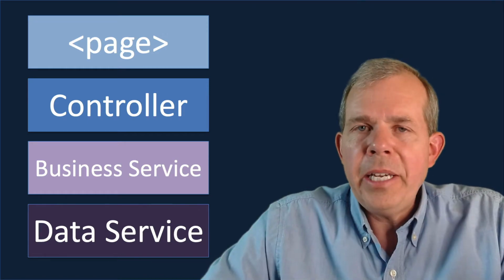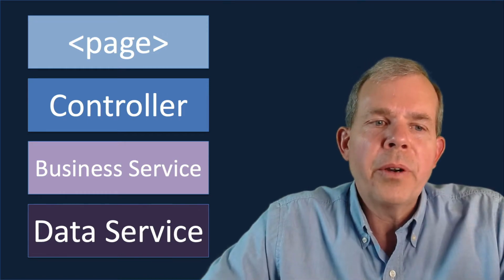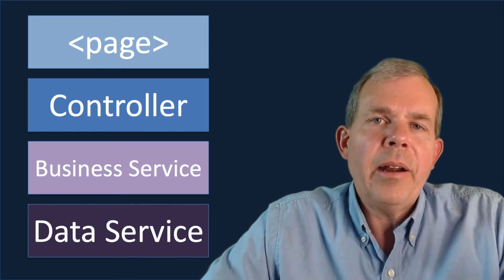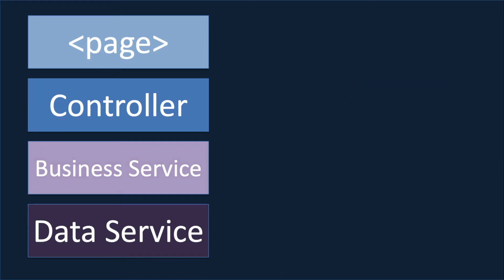So we're eventually going to get to data services, but in this video we're going to hardwire some things in our business service. The control flow usually goes like this. The controller asks the business service to do something. The business service then talks to the data layer. The data layer talks to a database.